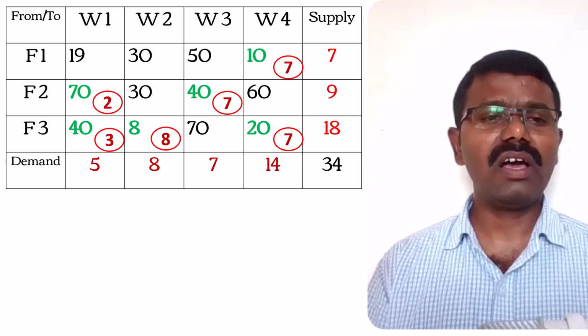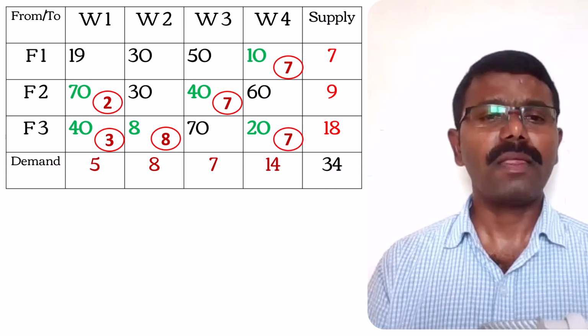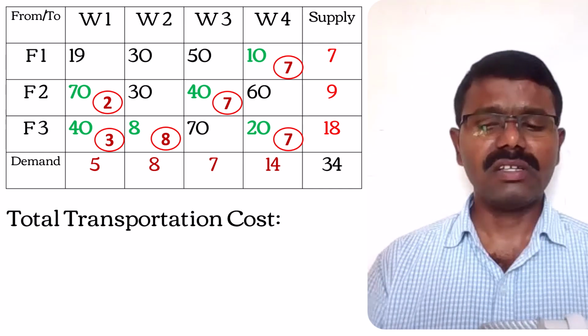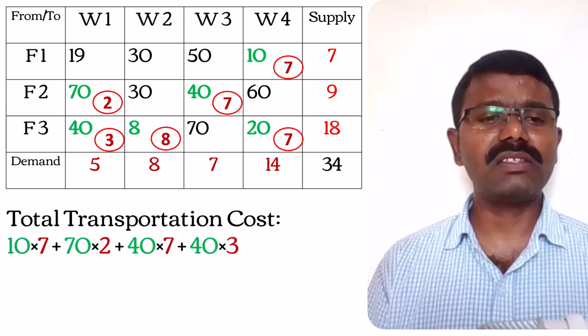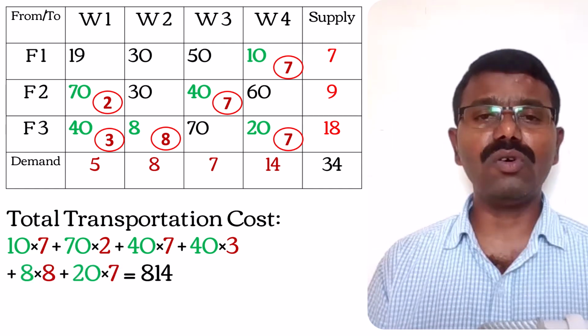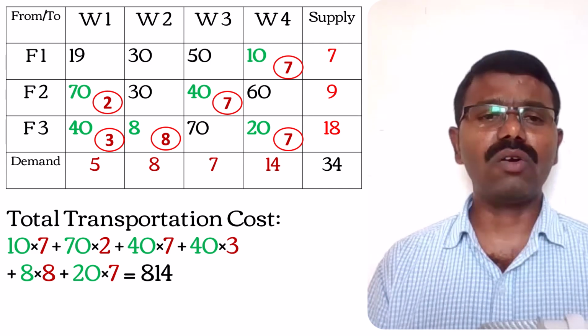So we will get the allocated cells and the number of units. Now if you again calculate the total transportation cost, you will get the cost of transportation and the number of units. So 10 into 7 plus 70 into 2 plus 40 into 7 plus 40 into 3 plus 8 into 8 plus 20 into 7. So in total, if you calculate, it will be 814 rupees.